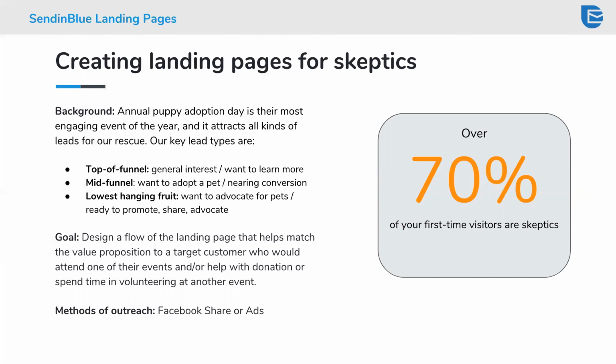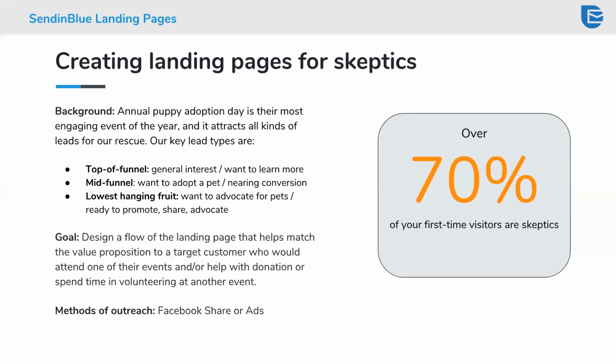And then the lowest hanging fruit for us, in our example, is going to be people who maybe have already adopted a pet, they really believe in adoption and rescue, and they want to advocate for them. These are going to be the people who maybe are loyalists, or maybe they've bought from somebody like you, but they've never bought from you before. Those are the people who are low hanging fruit that are ready to buy, promote, share, and advocate. So for our cases, it's going to be people who maybe want to volunteer at our event, or people who want to donate to our cause.